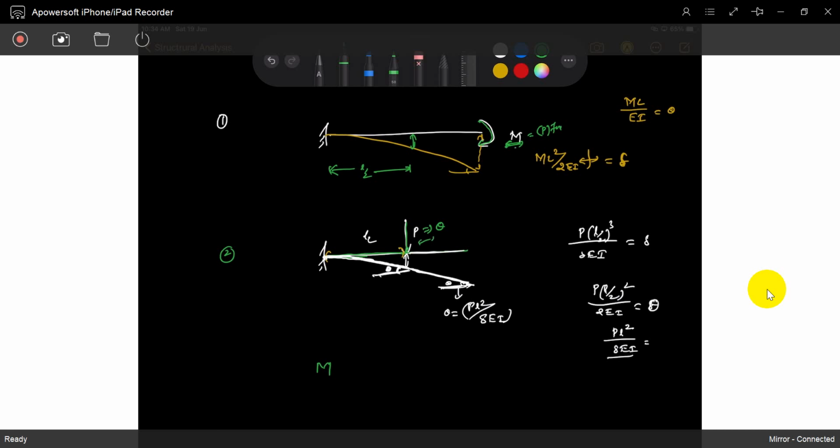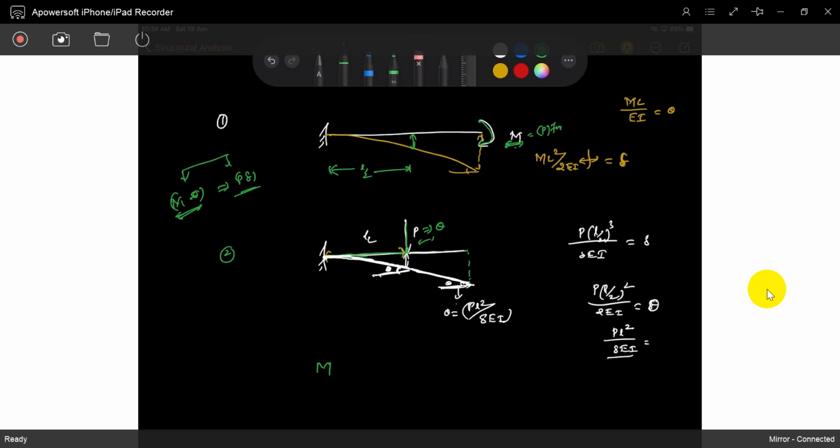What is the displacement here? Displacement means this is a rotation, because this is a moment. Moment multiplied with rotation is work done. Force multiplied with displacement is work done. Don't confuse; every time you have to multiply with the displacement. Force multiplied with displacement, moment multiplied with the rotation. Both have the same units.